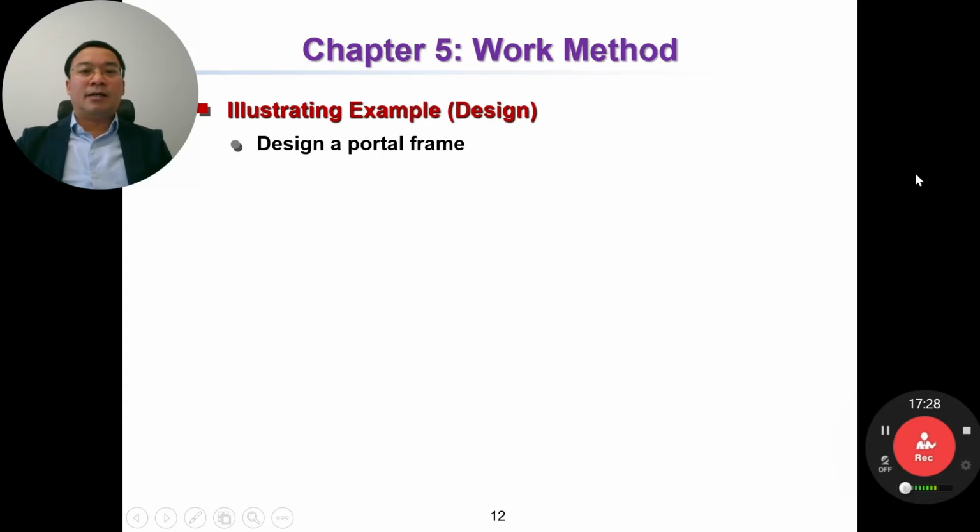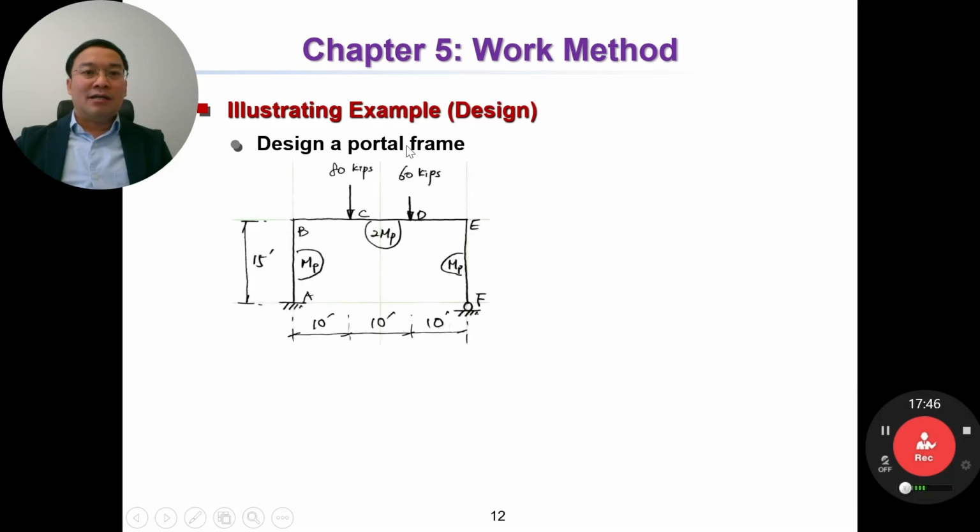Okay, now please move to another example. The previous one is an analysis example. And now I'm going to tell you one example on design problems. Design a photo frame. Consider a photo frame as you can see in this picture.